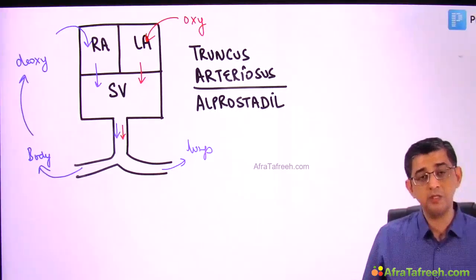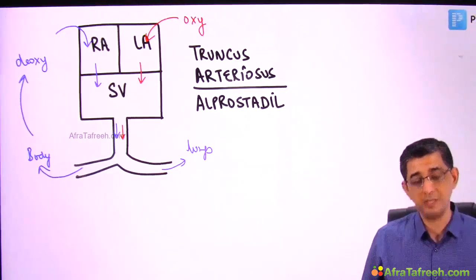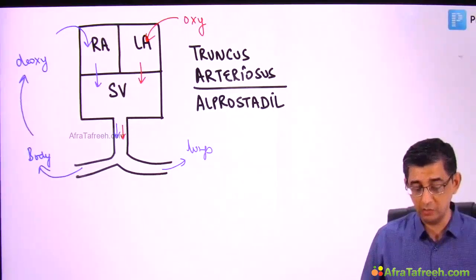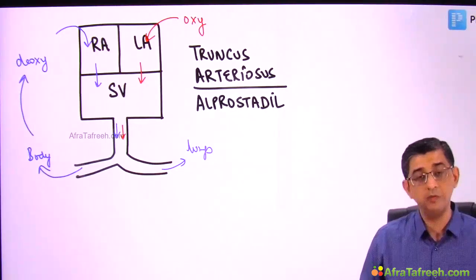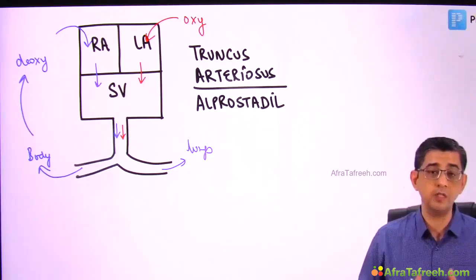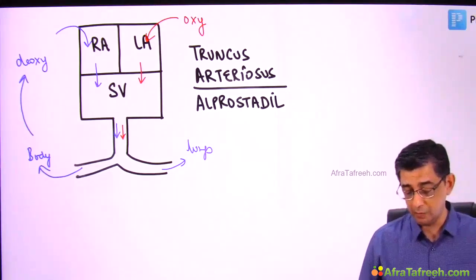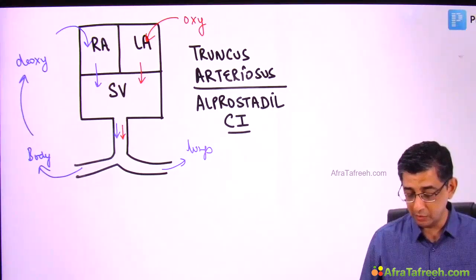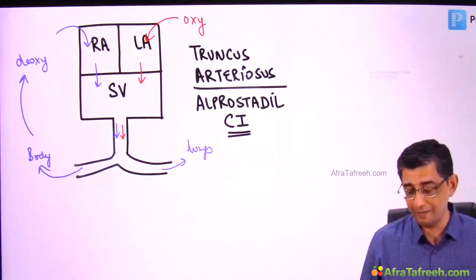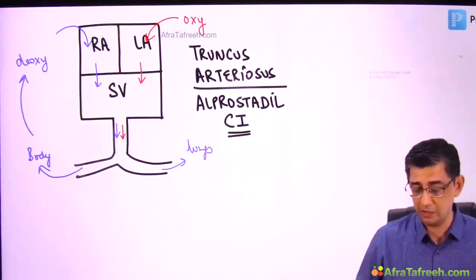But there is no ductus arteriosus in this condition per se, guys. Why? Because there is no aorta, no pulmonary artery. So even if you give alprostadil, it will not cause any benefit to the baby. Alprostadil is currently being taught to you as being contraindicated in the condition referred to as truncus arteriosus.